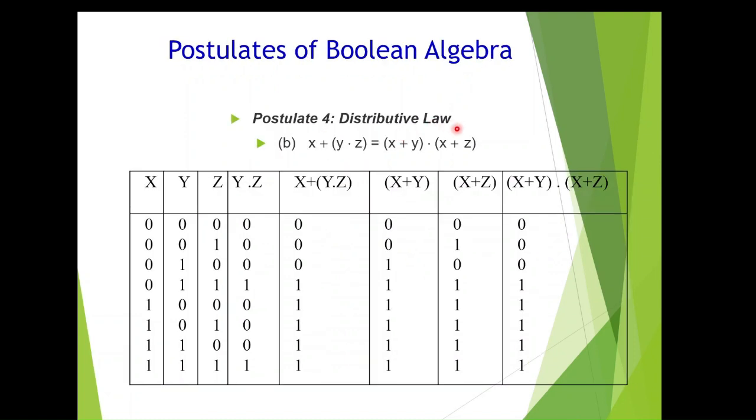Another form of the distributive law is x plus y dot z is equal to (x plus y) dot (x plus z). This is unique to Boolean algebra. It is not applicable to ordinary algebra. Here, x plus y dot z is (x plus y) dot (x plus z). Again, we can prove it by writing all possible combinations. If you see here, the column x plus y dot z and the column (x plus y) dot (x plus z) are both the same.